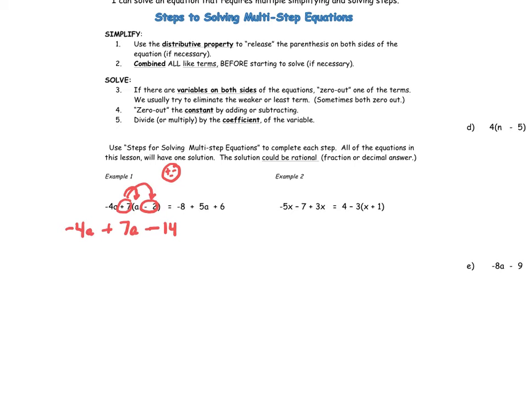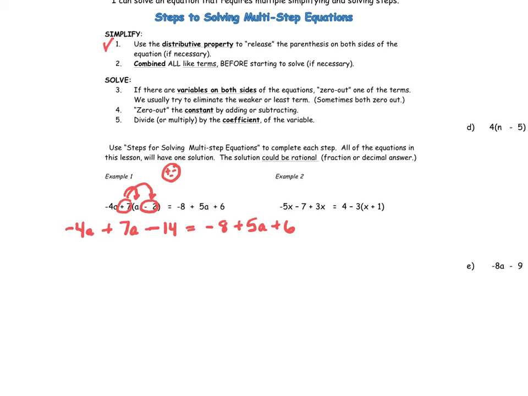So I've released the parentheses on this left side of the equation, and I don't have any parentheses on the other side of the equation, so I'm just going to drop down what is given. So we've taken care of step 1. Now we're going to go to step 2.